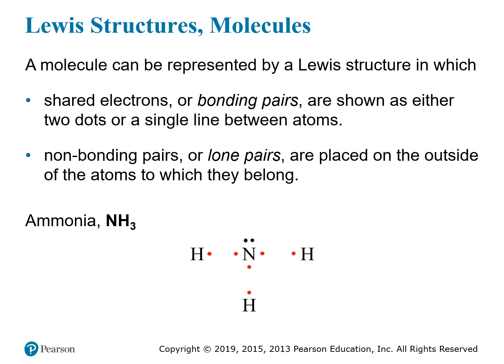So again, instead of drawing little pictures of protons and electrons as spheres and fitting them together that way, it's helpful to draw molecules with these Lewis symbols. A molecule can be represented by a Lewis structure, in which the shared electrons or bonding pairs are shown as either two dots between atoms or a single line connecting the two atoms. And then the non-bonding pairs, or the lone pairs, are placed next to or on top of the atom that they belong to, that they came from.